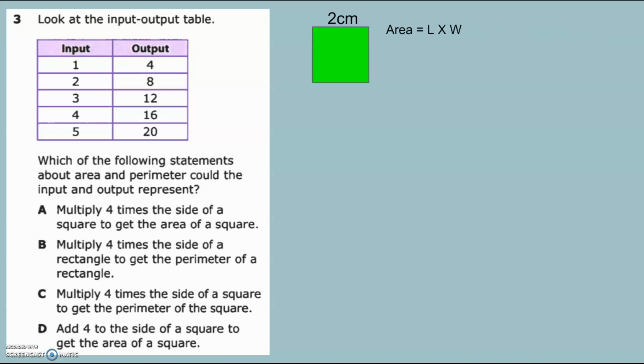And then I need to think about what the formula for area is. Area equals length times width. So in the case of my green square here, the length is 2, the width is 2, so 2 times 2 equals 4 square centimeters. Now A says that if I multiply 4 times the side, in this case 2, I will get the area of the square. Well, 4 times 2 equals 8 centimeters. That is not equal to 4 centimeters, so I know that is not my answer choice.